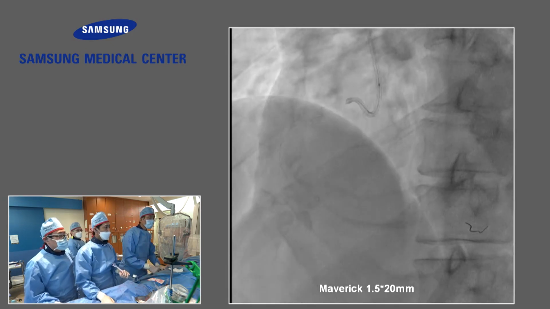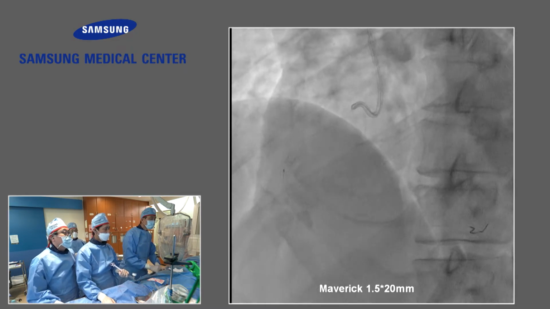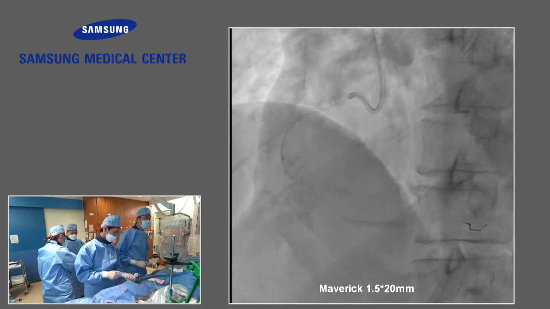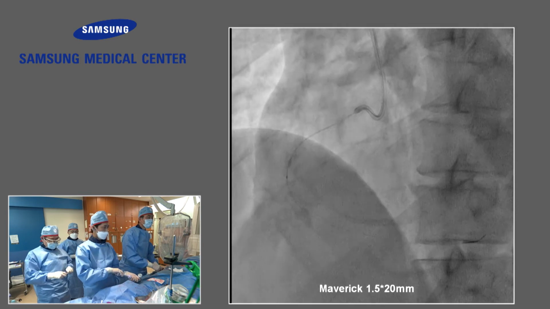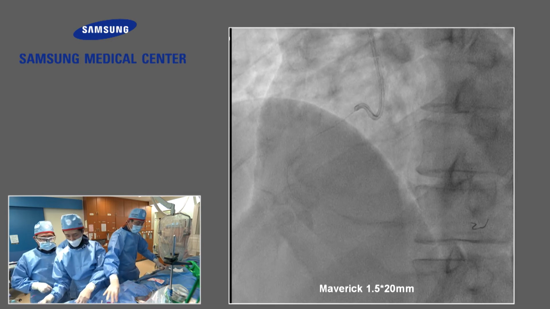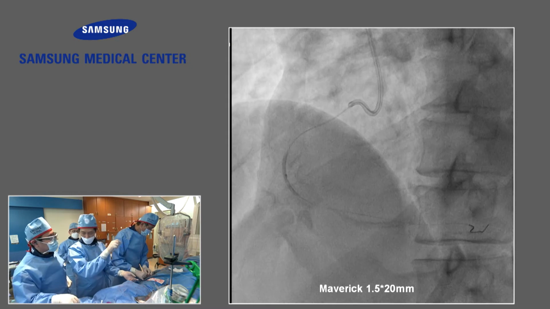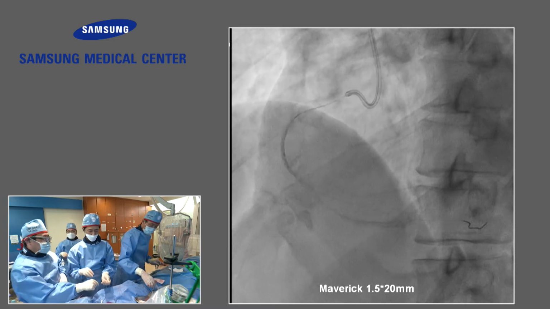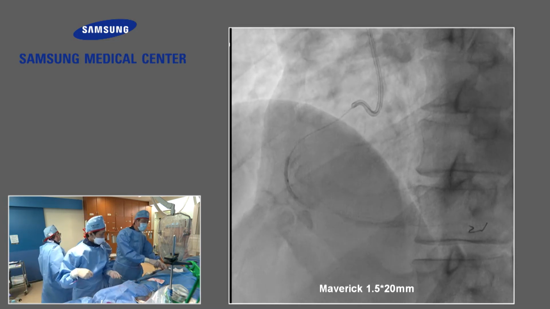If crossing is not successful, I usually use a zero-fold balloon. Inflate. 14. Deflate. And after ballooning, the balloon actually shrinks because of the flow from both sides of the coronary artery, so I use nitroglycerin to enlarge and restore the vessel size.